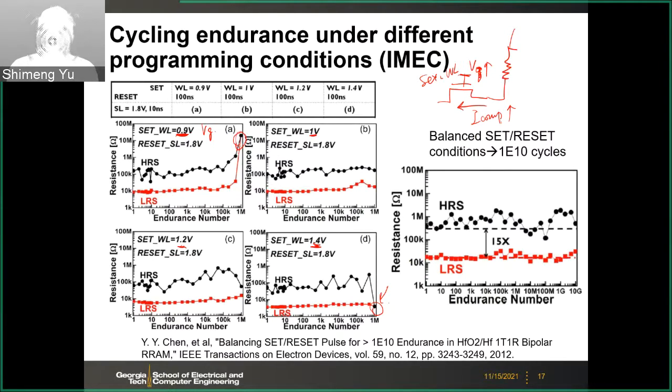So here initially you're stuck with high resistance state because the set condition is weak and reset is stronger. So gradually the device tends to move towards the high resistance state. But if you change the set condition to be stronger than the reset, relatively speaking, then the device gets stuck at the LRS. So if you optimize the set and reset conditions to have a balanced condition, then you can achieve more than 10 to the 10 cycles, as shown here with optimized set and reset conditions.